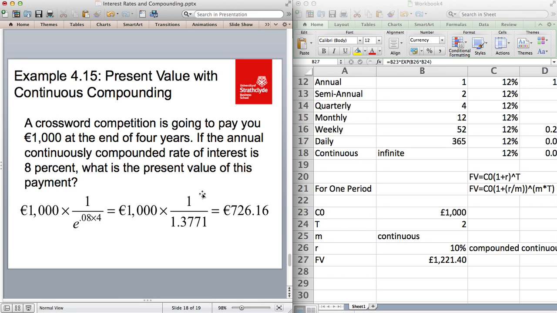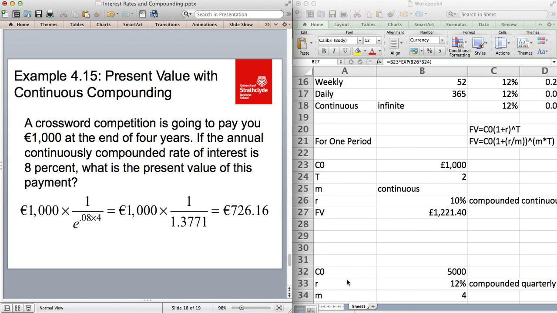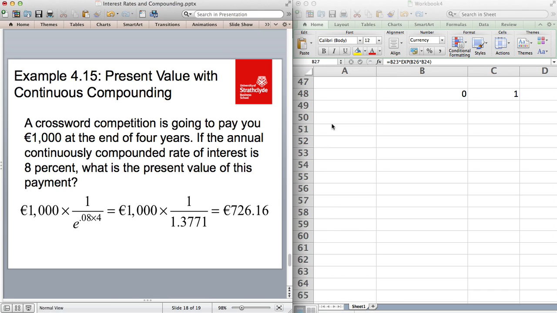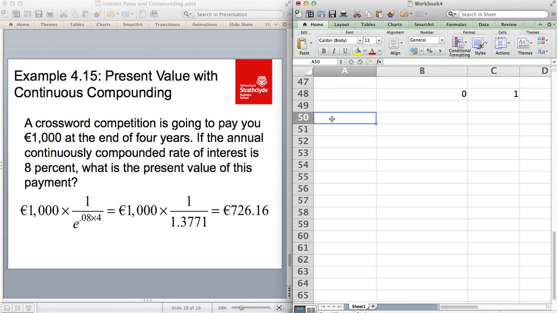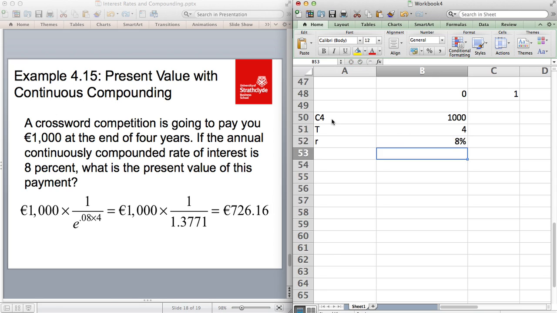So we're getting to the last slide. Let's just look at it. What we did there was future value. We're now going to do a present value example. So you're going to get C4 €1,000. T is equal to 4. The annual, continuously compounded rate of interest is 8%.